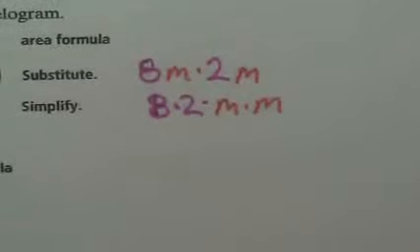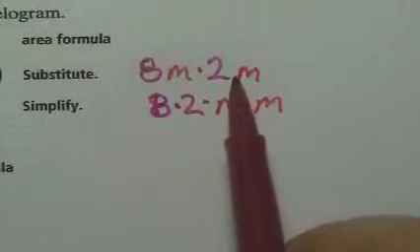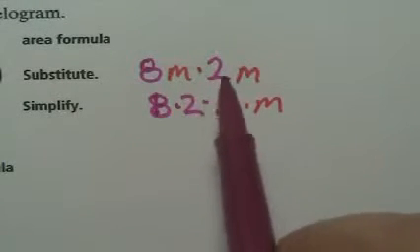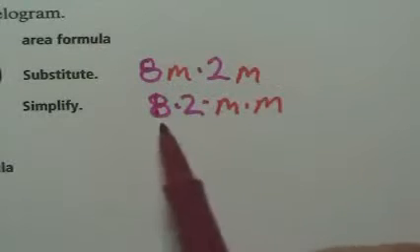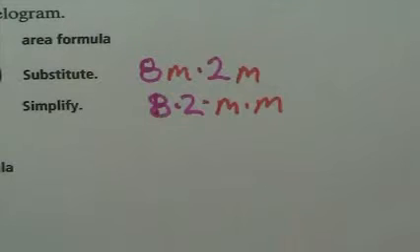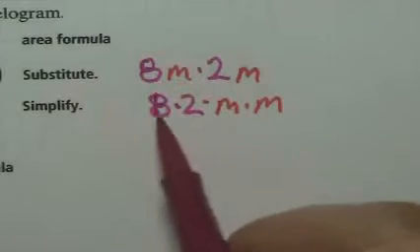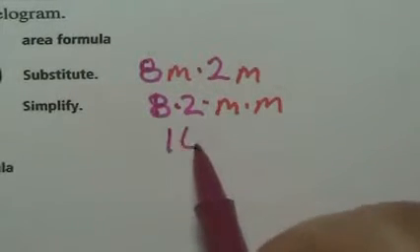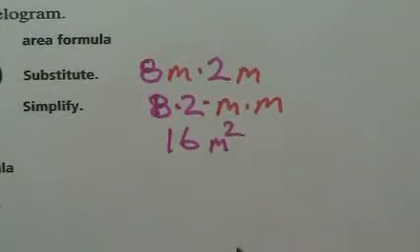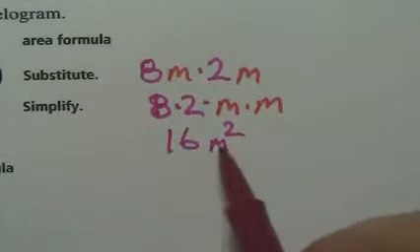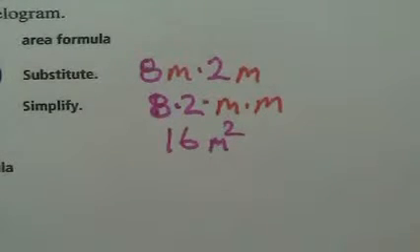Okay, just a little side note. If I have 8 meters times 2 meters, and I can move things around, what property is that? That's right, that's the commutative property. So if I commute these things around, 8 times 2 is 16, and m times m is m squared. And therefore we have square meters. That's why our unit comes out to square meters.